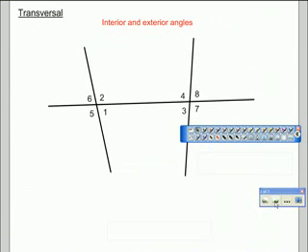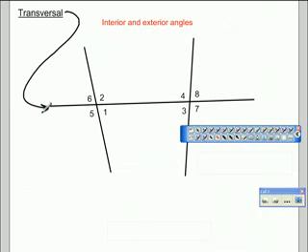A transversal. A transversal is a line that intersects a pair of lines. So the transversal here is this line right there. That is the transversal. I have a set of skew lines. They are both intersected by a common line. That common line is the transversal.